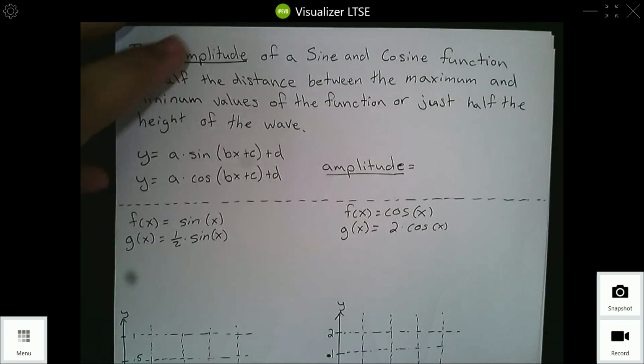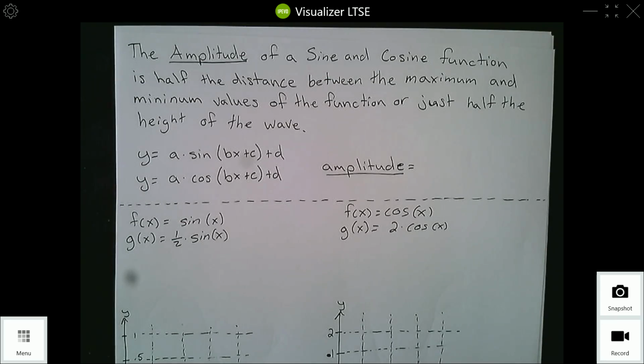So to get started, the amplitude of a sine and cosine function is half the distance between the maximum and minimum values of the function. Or, to put it simply, just half the height of the wave. Okay? We're going to go over how those will look here in a second. But let's go more about the functions.